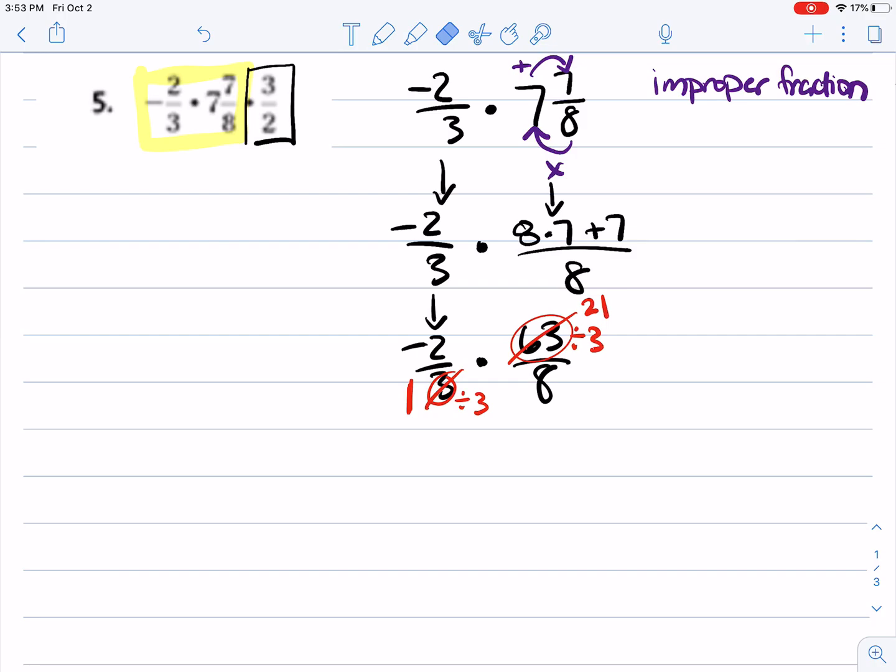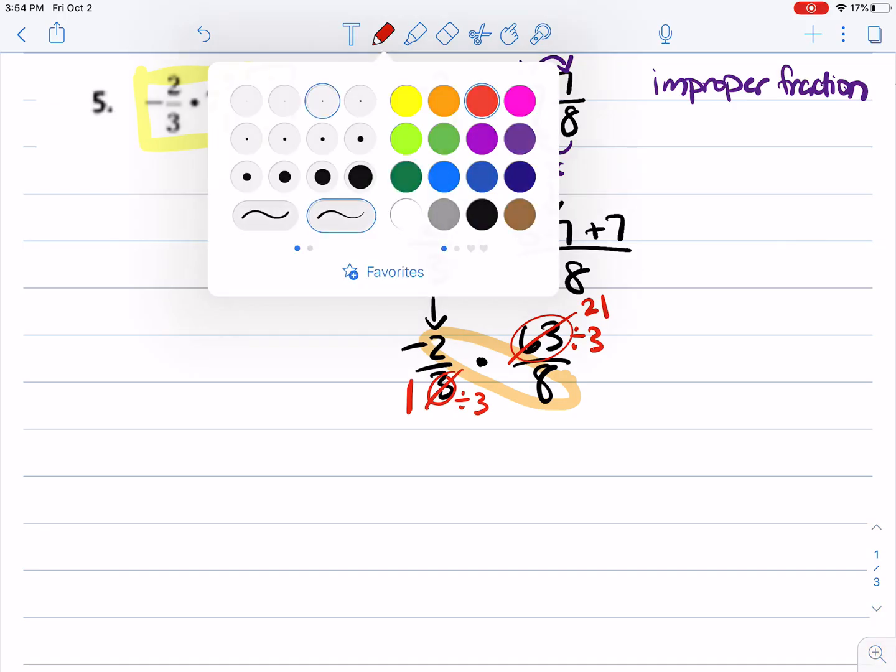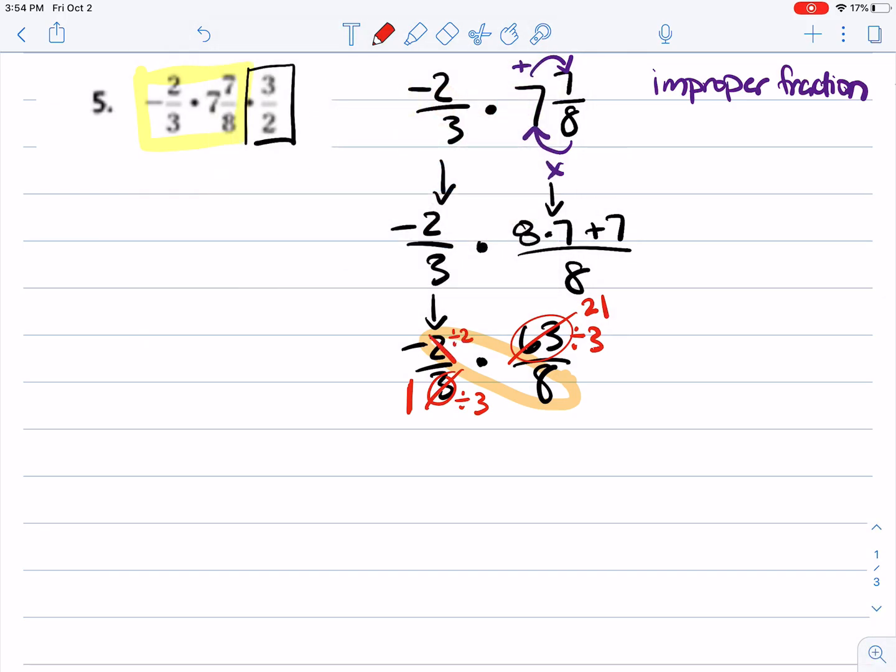And then I want to look at these diagonal numbers. And I can divide both of those by 2. So divide this by 2. This one is now going to turn into a 1. And then if I divide this by 2, this will turn into 4. And this looks pretty messy right now, so I'm going to rewrite my problem. Now my problem is negative 1 over 1 multiplied by 21 over 4.